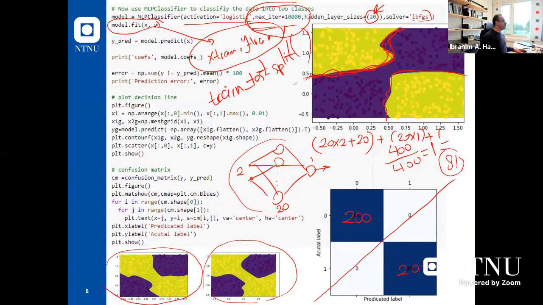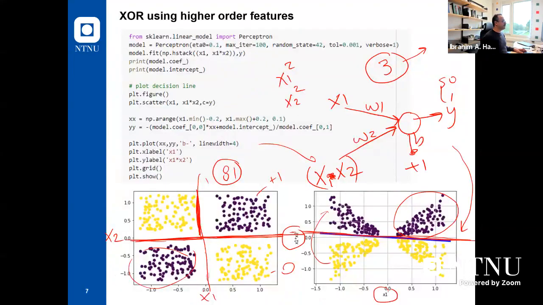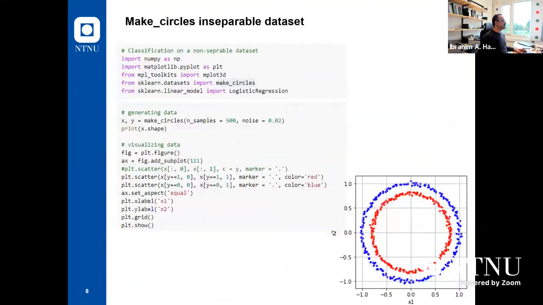So we will continue with inseparable data sets. We will work with this example, make circles. As I told you before, we have some functions in Python in sklearn.datasets. We can have some data sets. They are artificial data sets, in fact, which we can use for generating a specific data set and use this one for testing models.